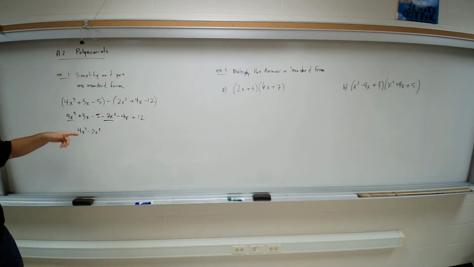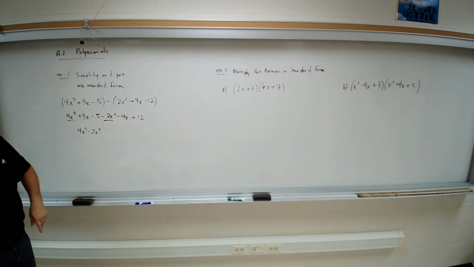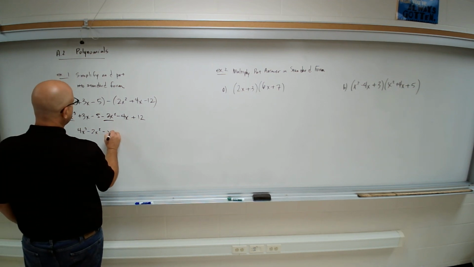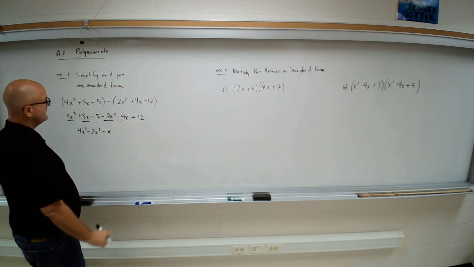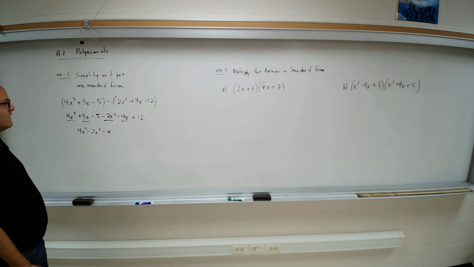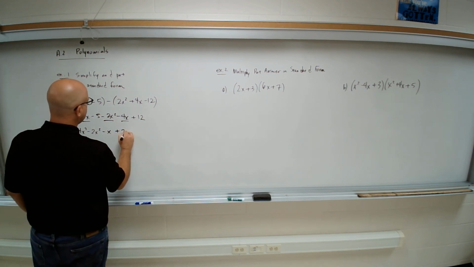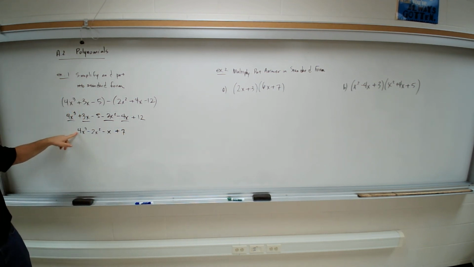Here I'm going to look for x's. I have a 3x and a minus 4x. Add those together to get negative x. And then negative 5 plus 12 gives us plus 7. So we end up with this 4-term polynomial, right?